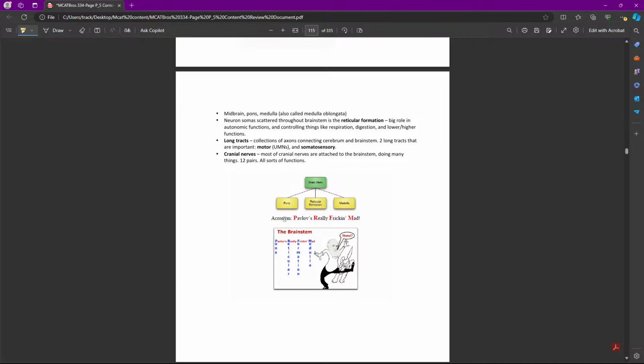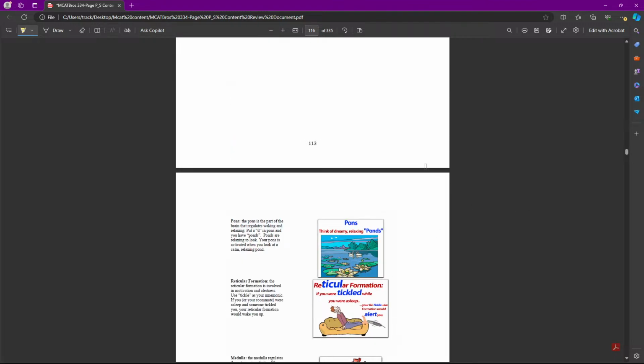So, acronym: Pavlov's really freaking mad. Pons, reticular formation, medulla. Interesting. The pons is the part of the brain that regulates the wake and sleep cycle and relaxing. Put a D in pons and you have ponds. Your pons are activated when you look at calm, relaxing ponds. I will remember that one now.